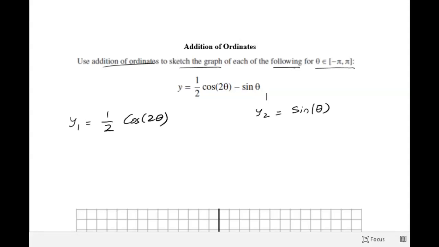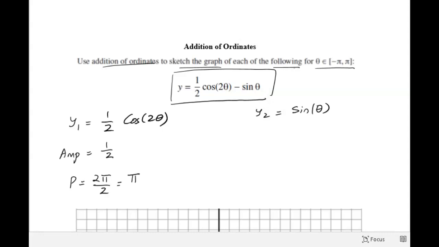It's really important that we first analyze these two functions on their own before we combine them together into one function, like they've asked us to sketch in this particular question. For y1 equals half cos 2 theta, the amplitude is a half. Cos 2 theta will have a period of 2 pi divided by 2, which is a period of pi units. In y2, the amplitude is a positive 1, and because the value of n inside the bracket is 1, the period is 2 pi.